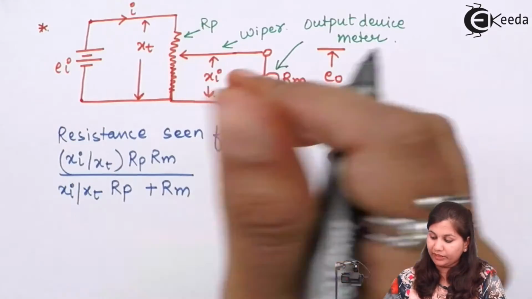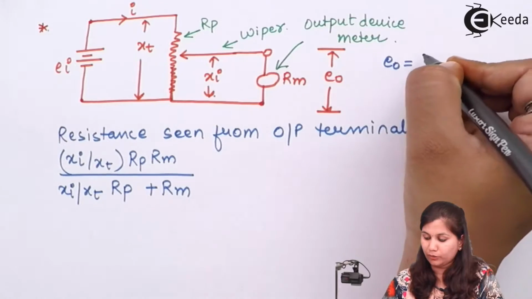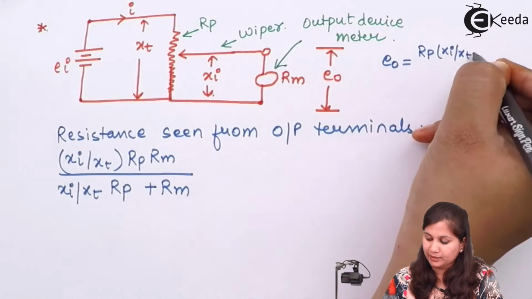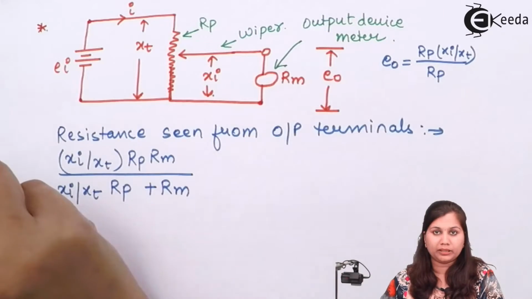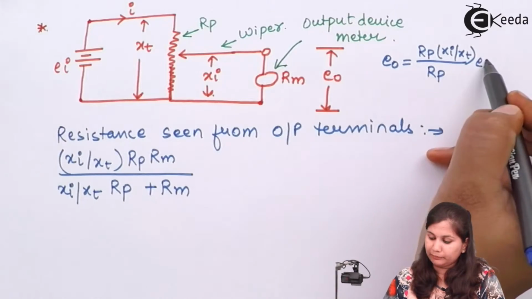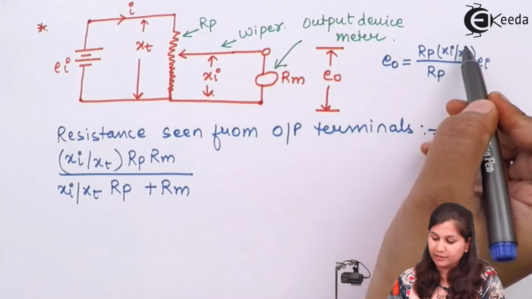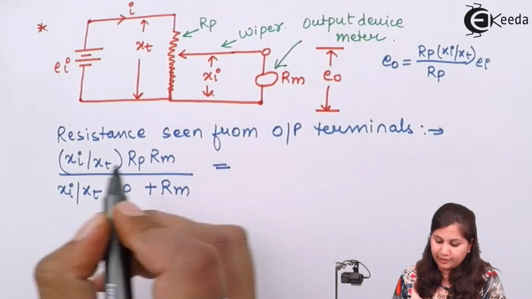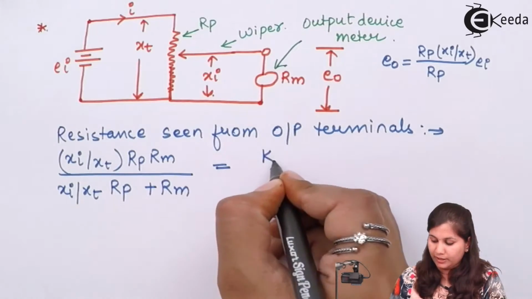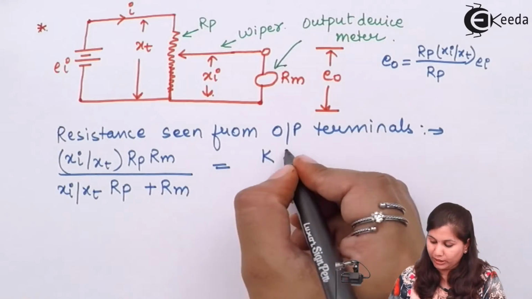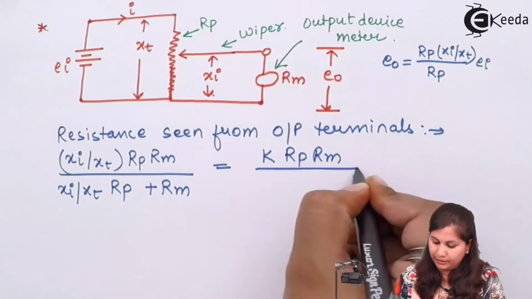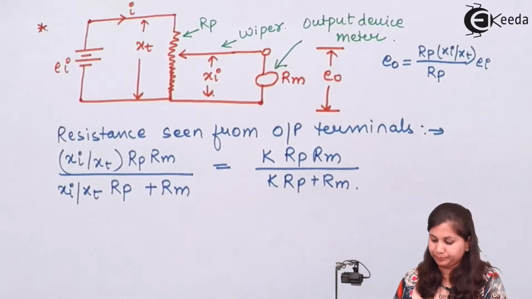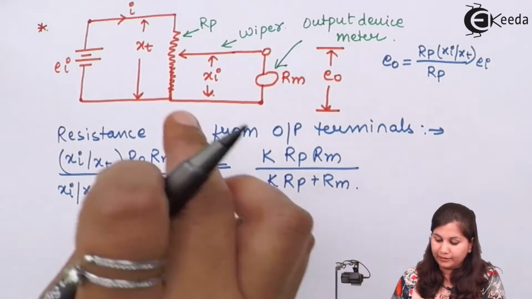So earlier when we did the calculation, E naught is equal to the resistance from the output terminal, which was Rp multiplied by Xi by Xt, divided by the resistance from the input terminal, that is Rp, and multiplied with the input voltage Ei. Now here the resistance from the output terminal has changed. It is the parallel combination, and this ratio Xi by Xt we have replaced by a constant K. So K Rp Rm by K Rp plus Rm, this is the parallel combination.